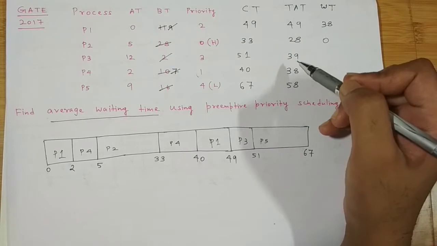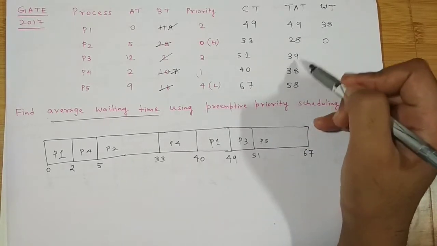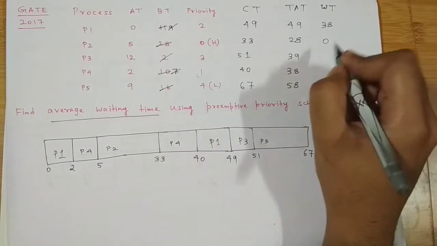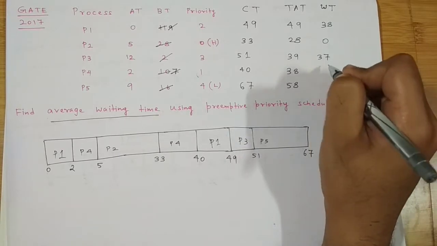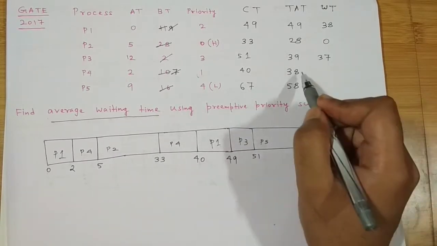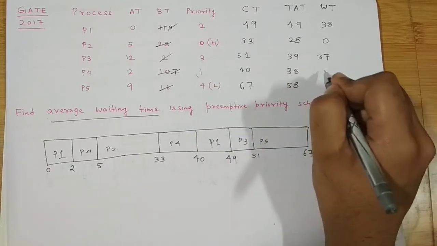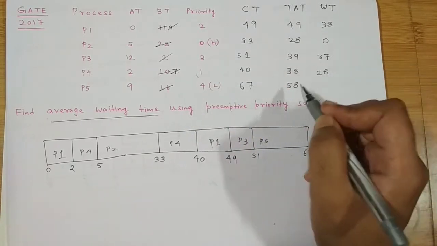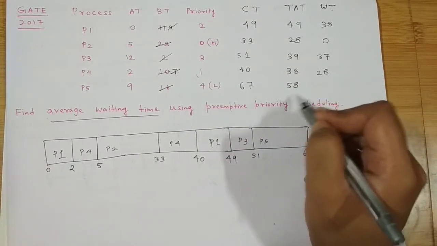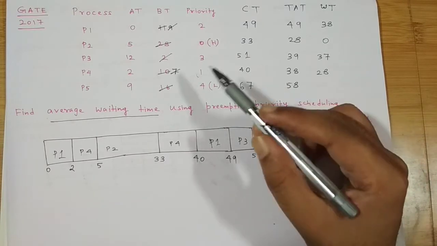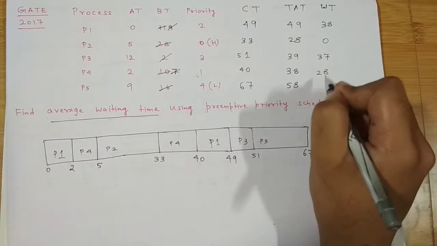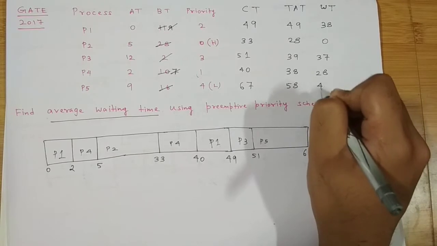Next, we have process P3. Process P3 has a turnaround time of 39 and a burst time of 2, giving a waiting time of 37. Process P4 has a turnaround time of 38 and a burst time of 10, giving a waiting time of 28. Process P5 has a turnaround time of 58 and a burst time of 16, giving a waiting time of 42.